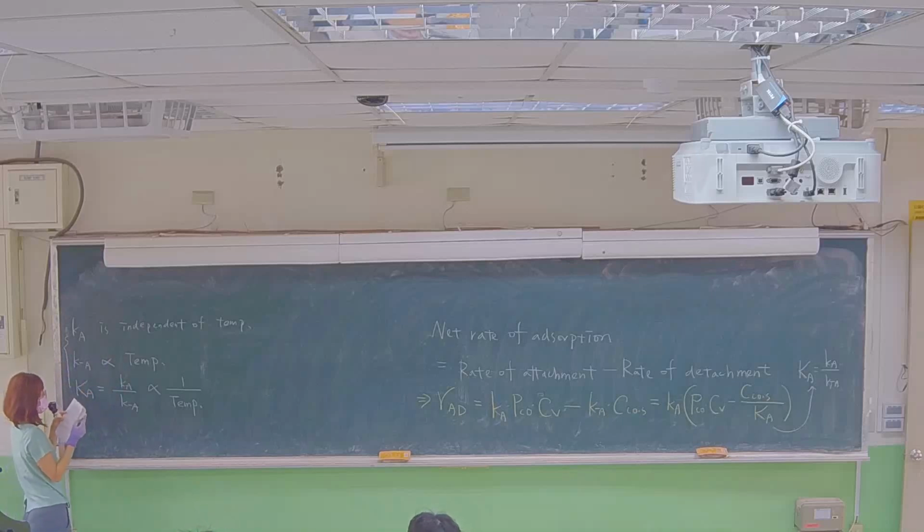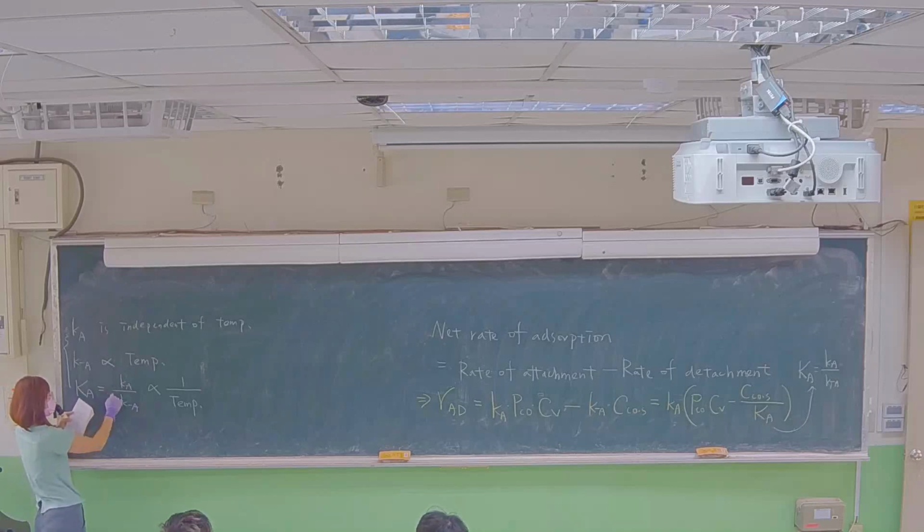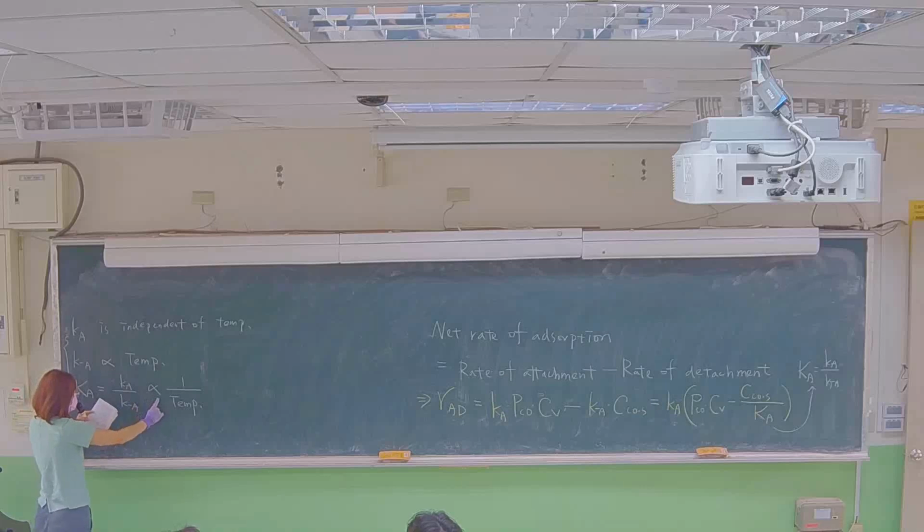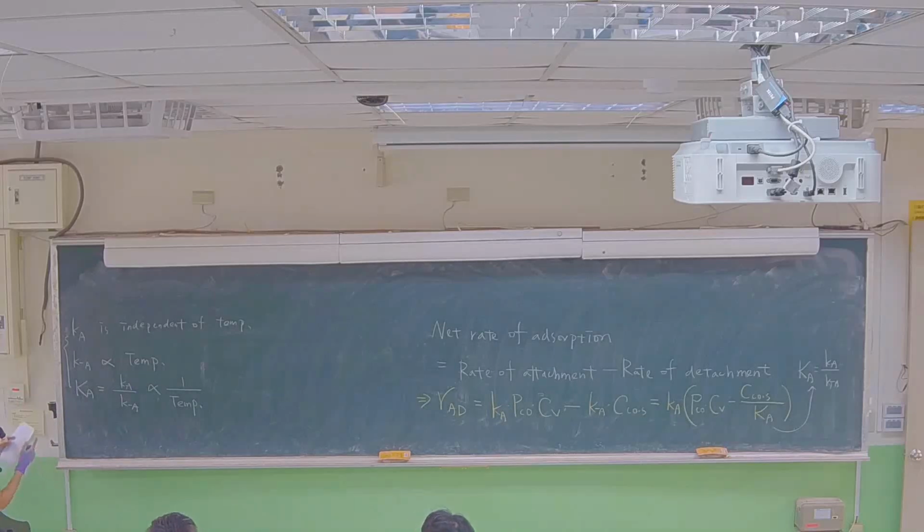So if you want to talk about the equilibrium adsorption constant, it is equal to Ka over K minus A. This one is independent, this one is proportional to temperature, so the constant is inversely proportional to the temperature. It will decrease exponentially with increasing temperature.